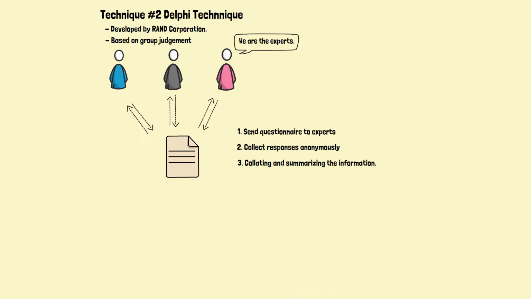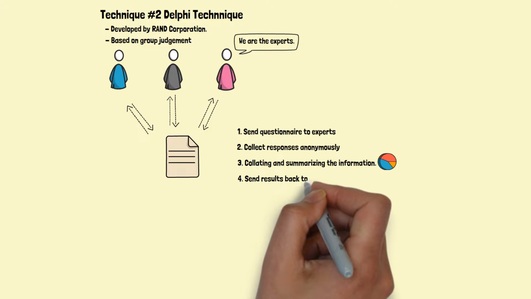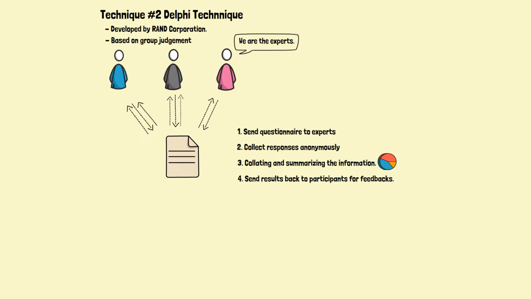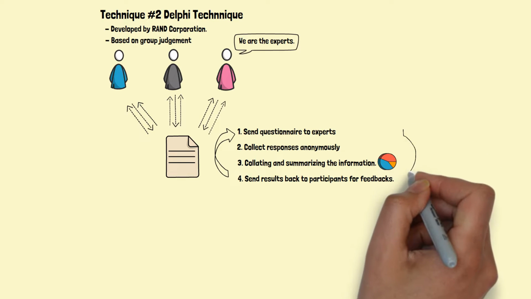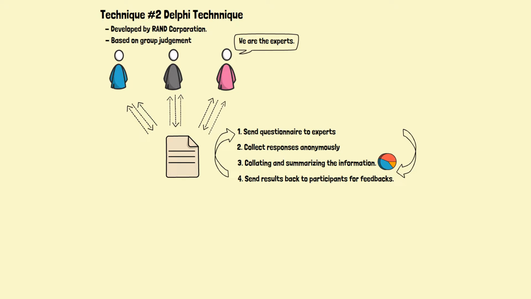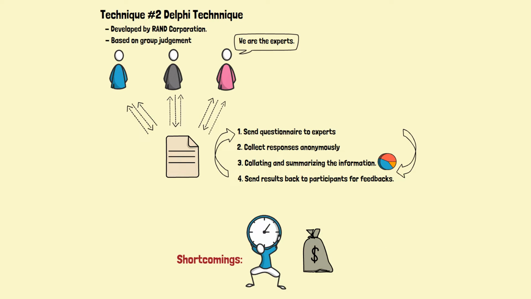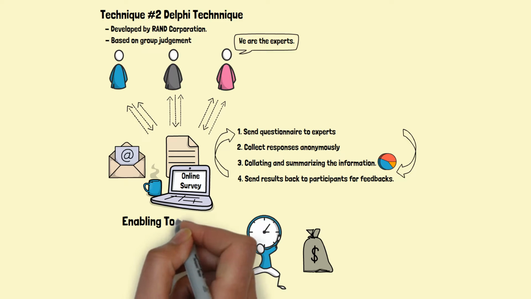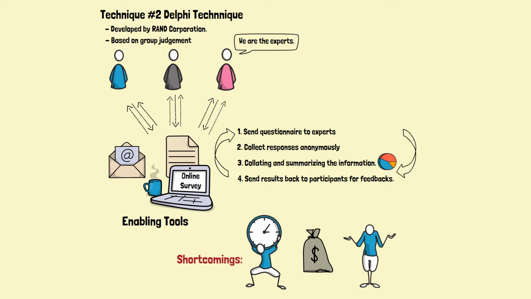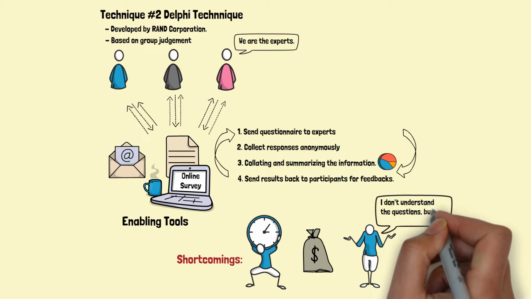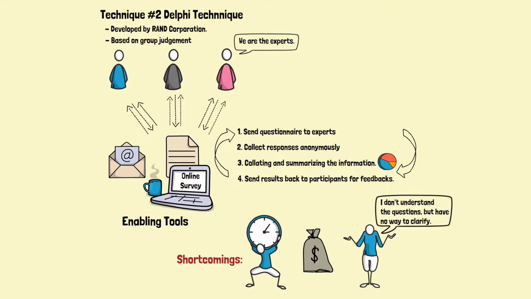After collating and summarizing the information, the preliminary results are sent back to the participants for feedback. The results are revised for a few rounds until a set of consistent results can be finalized. This technique is more time-consuming and expensive compared to the brainstorming technique. Email, or a web questionnaire platform like Mentimeter and SurveyMonkey, can be utilized to shorten the response time. Another shortcoming of this technique is, due to the lack of interaction and communication, the participants may encounter difficulties in interpreting the questions and results.